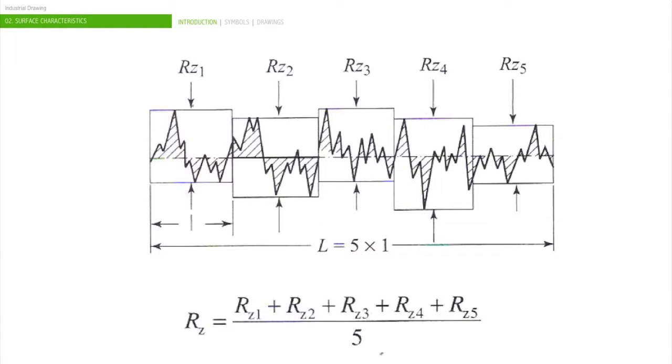Second, the mean peak to valley index. The distance from the highest peak to the deepest valley of a sample length is termed the peak to valley distance. Measure this peak to valley for 5 successive equal sample lengths to obtain R-Z.